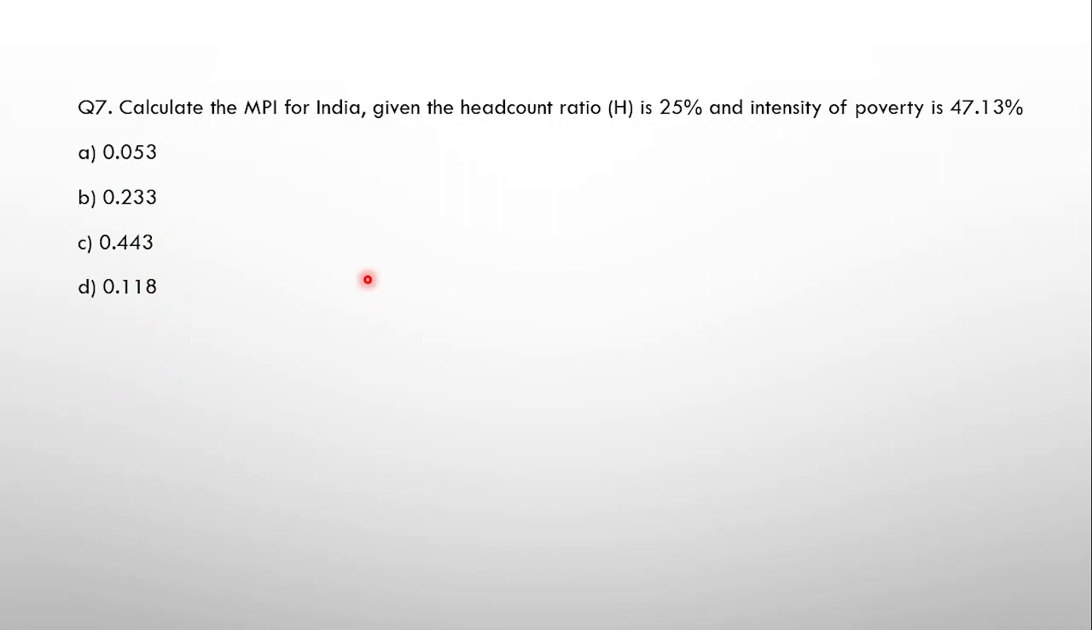Calculate the multidimensional poverty index for India, given the headcount ratio is 25% and intensity of poverty is 47.13%. So how do you calculate the MPI? It is nothing but H multiplied by A, where A is the intensity of poverty. So H into A. Please do that. So 25% and the intensity of poverty is 47.13%.